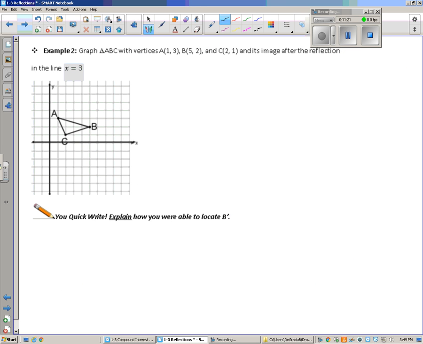In example 2, they want us to look at the graph triangle ABC with vertices A at 1, 3, B at 5, 2, C at 2, 1, and its image after the reflection over the line x equals 3. So following the same practice we did in our last example, we're going to have to start by graphing this line x equals 3. That's our line of reflection.